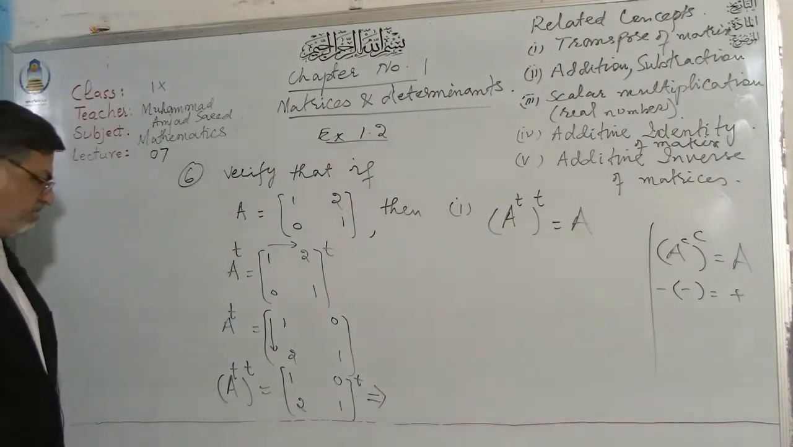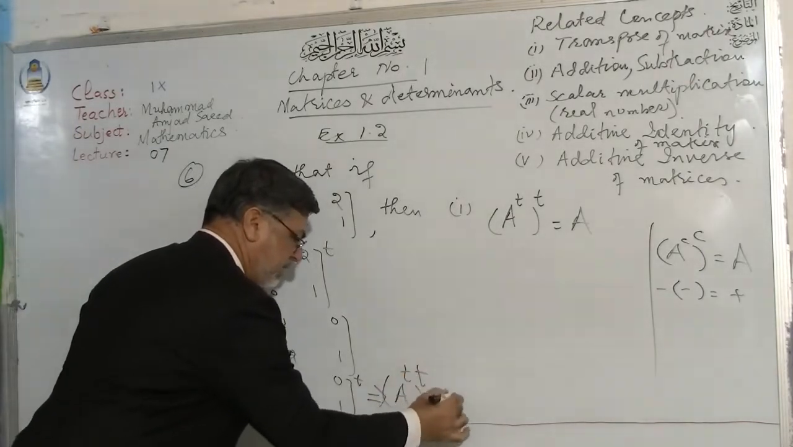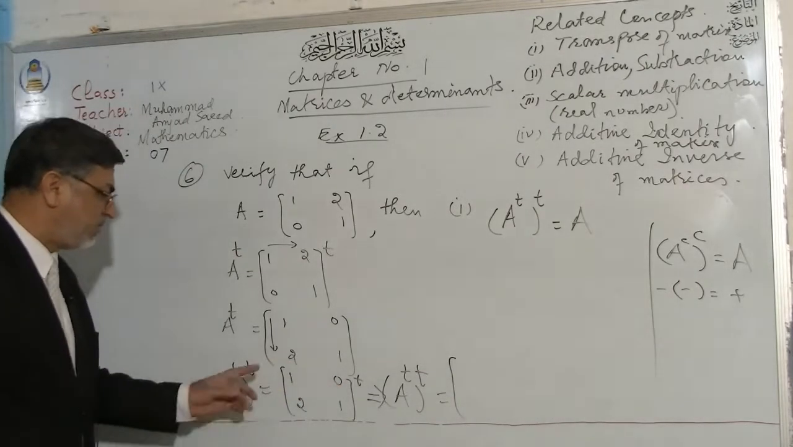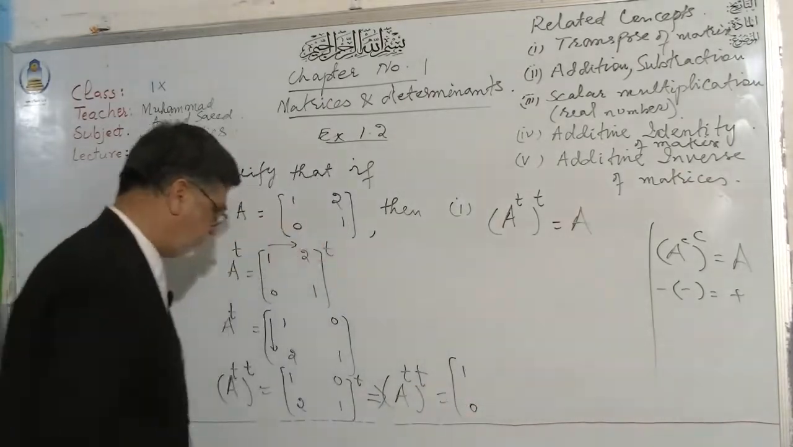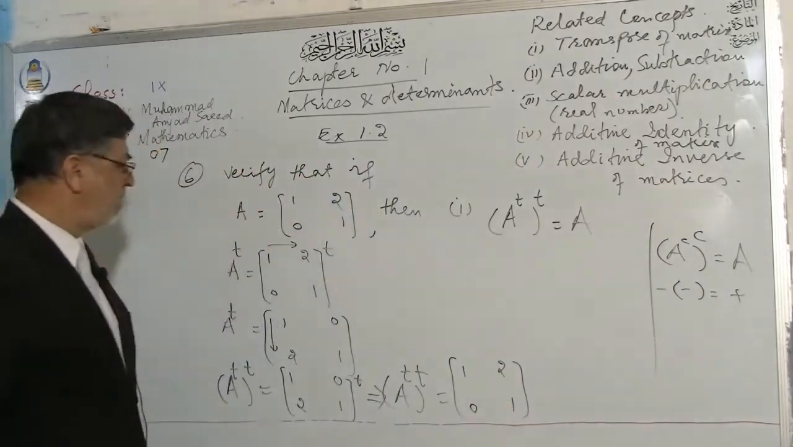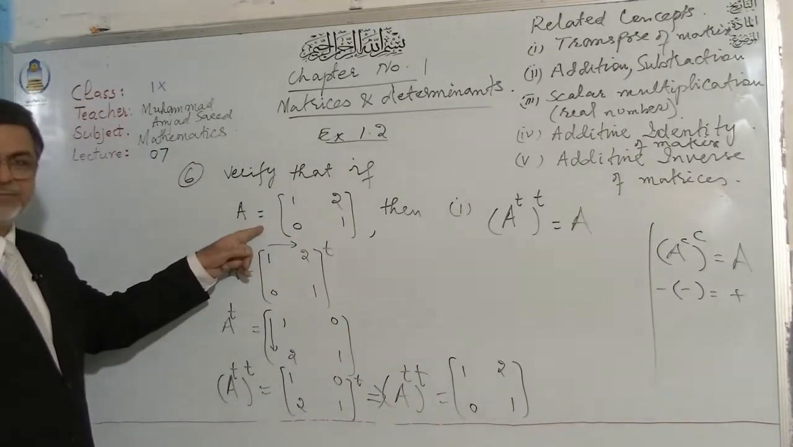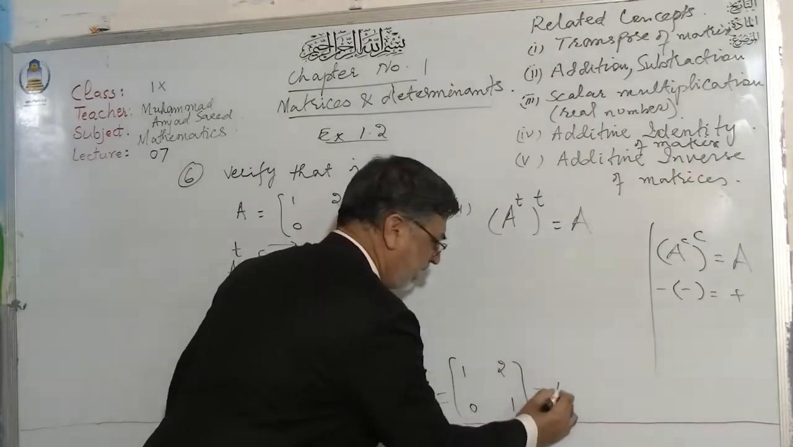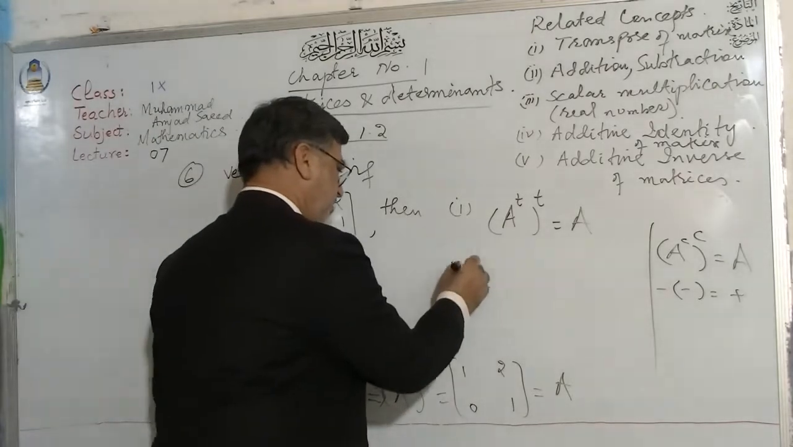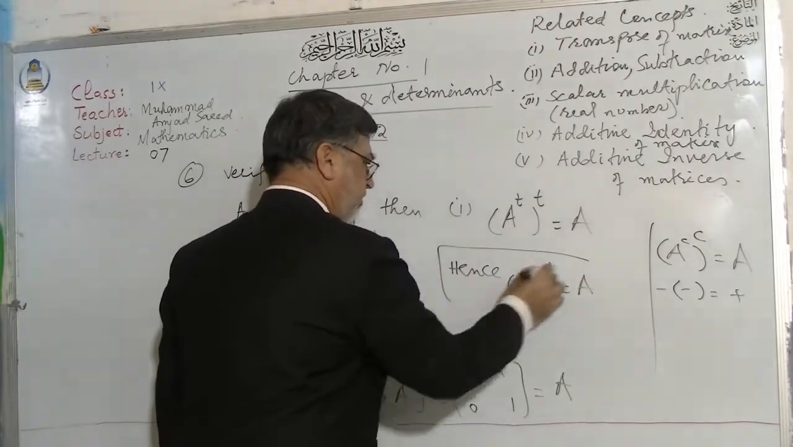Implies that A transpose, whole transpose is equal to, apply the transpose here, again first row becomes first column, 1, 0, and second row becomes second column, 2 and 1. You can see what you got. You got A, which is equal to A. So in this way, hence A transpose, whole transpose is equal to A, this is proved.